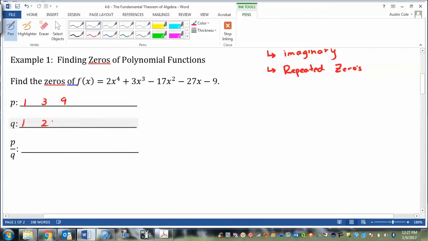All right, now remember we need to do p over q. So we're going to do plus or minus 1 over 1, 3 over 1, and 9 over 1. Plus or minus 1, plus or minus 3, plus or minus 9. All right, and now we're going to take them and put them over 2. So plus or minus 1 over 2, which is 1/2. Plus or minus 3 over 2, which is 1.5. Plus or minus 9 over 2.